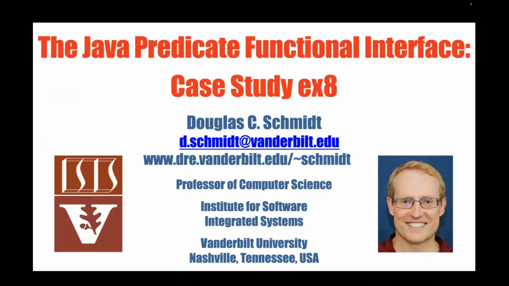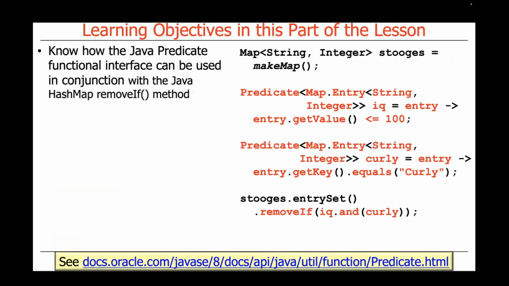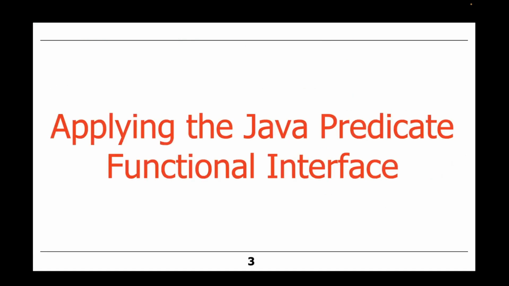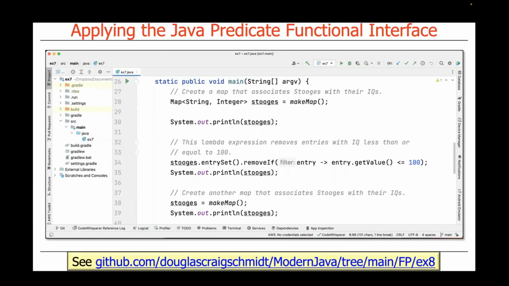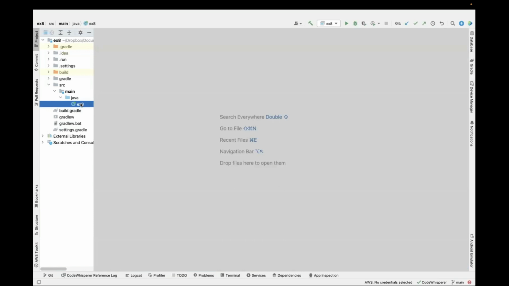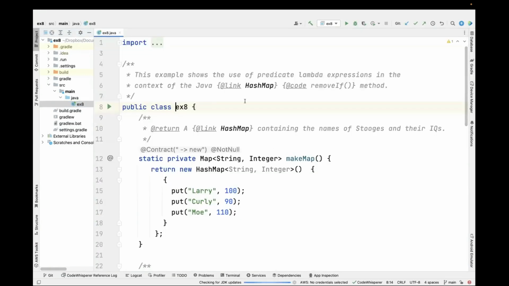So now that we've talked about the Java predicate functional interface, let's take a look at a case study to illustrate how it all works, and I'll run it and show you what the results are. This is going to demonstrate how you can use this functional interface in conjunction with the Java HashMap removeIf method. And you can find this particular example in the ex8 project in my FP folder in my modern Java GitHub repository. So here we are in the ex8 project in my GitHub repository.